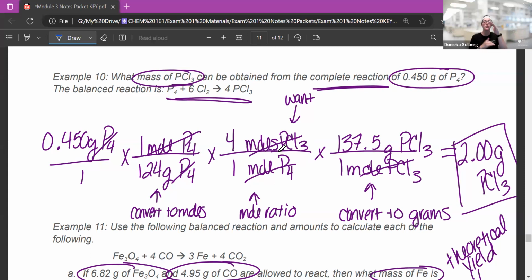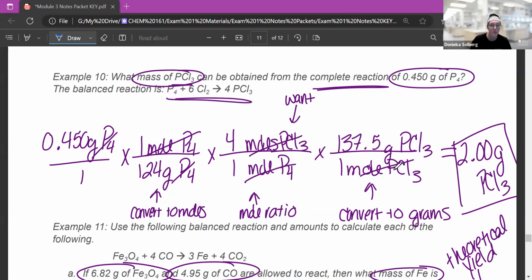Now I'm in moles of PCl3. If you're not sure which one to put on top and which on bottom, again, watch your units. But it's also always going to be wanted over given. So what I want, PCl3, over what I was given, P4. They're always going to be whole numbers, and they're always going to be from the balanced equation. Okay, so this one's a 4 to 1. Now, I do want to know mass, so I need grams. So I need to do step 3, which is where I convert to grams of PCl3.